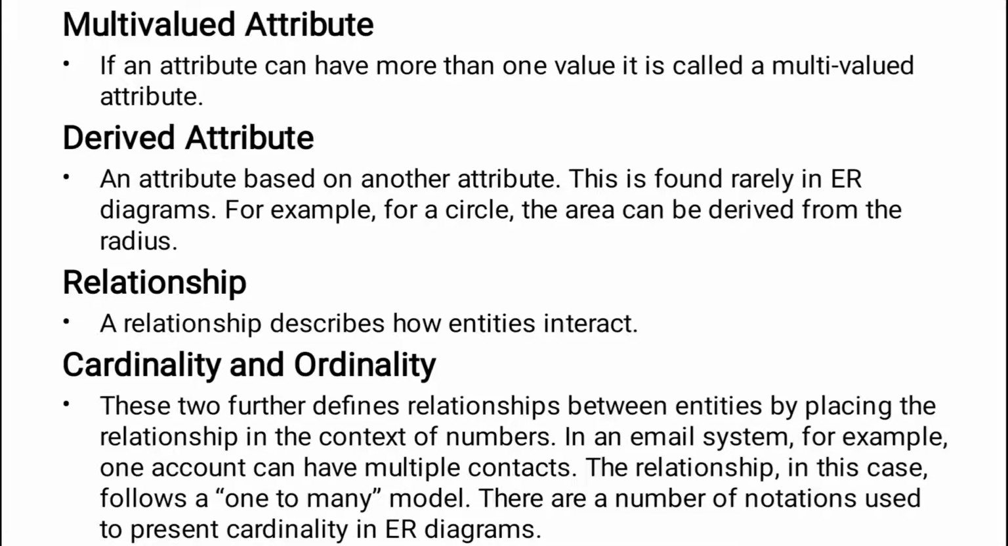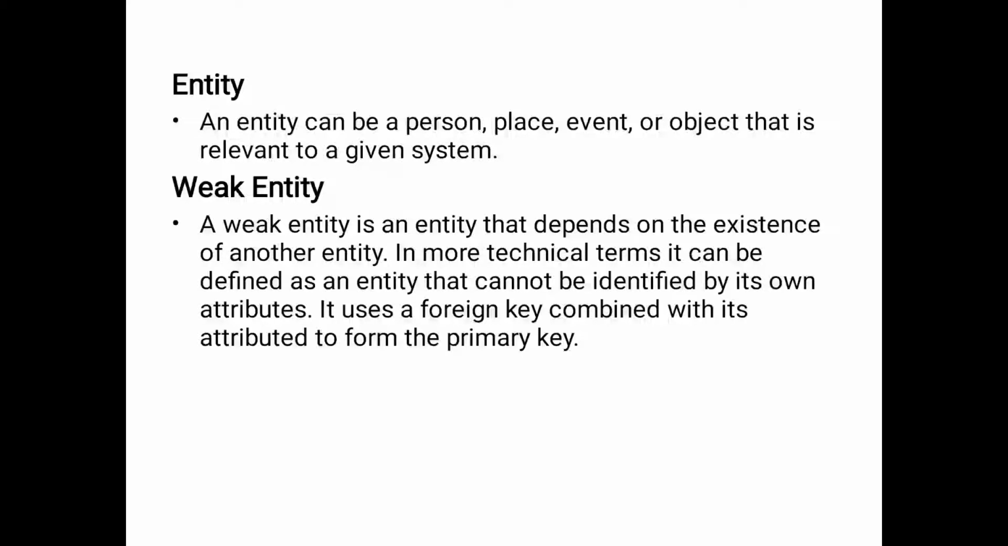One account can have multiple contacts. The relationship in this case is a 1 to many model. As I said, one employee can belong to one department, that is 1 to 1. One employee can teach more than one branch, meaning 1 to many. One employee can teach many students, meaning 1 to n. So this is the cardinality ratio. And what do you mean by entity? An entity can be a person, place, event or an object that is relevant to a given system. Here, employee and department are all entities.